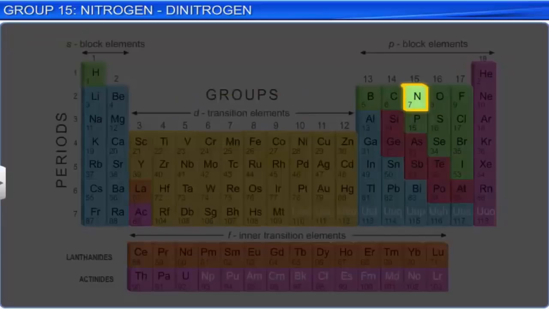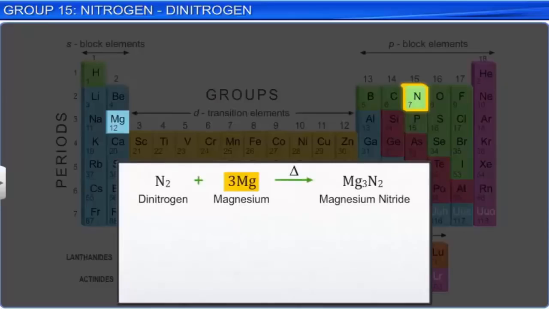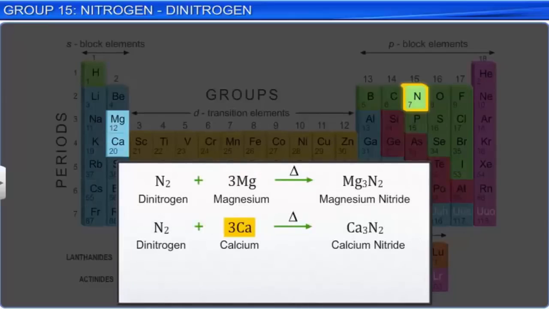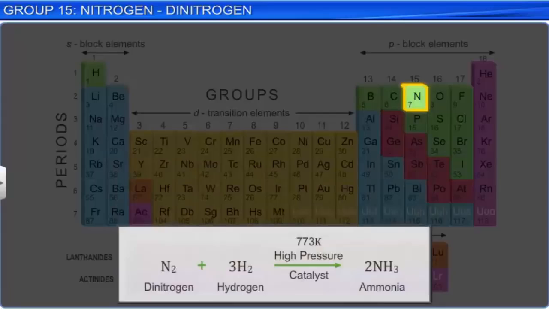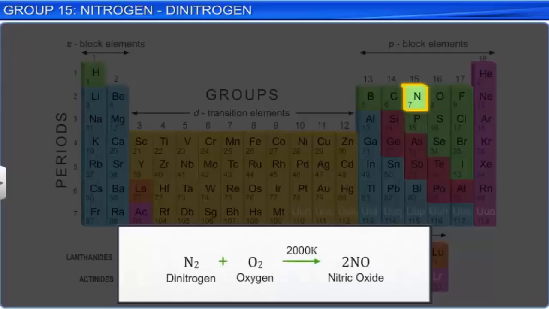At high temperatures, dinitrogen reacts directly with metals such as magnesium, calcium and aluminium to form the respective nitrides. It also reacts with hydrogen at high temperature and pressure in the presence of a catalyst to form ammonia, as shown here. Dinitrogen and oxygen react in equal volumes at a very high temperature of 2000 Kelvin to form nitric oxide, as shown here.